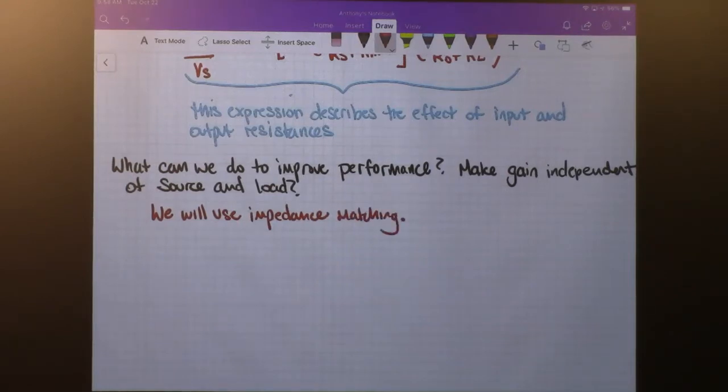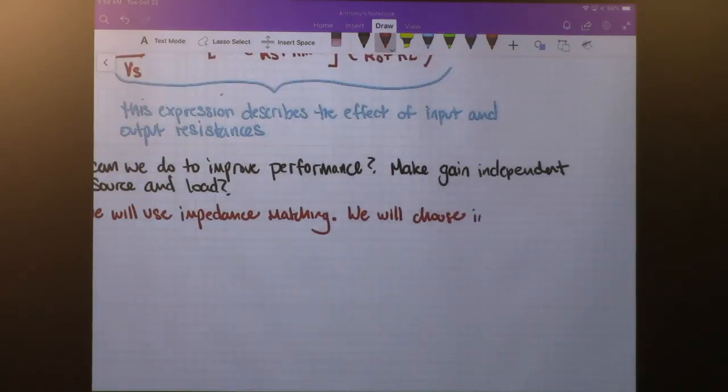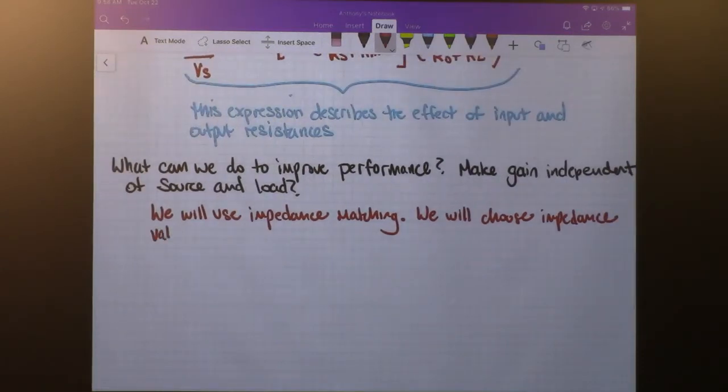In other words, we will choose values of the impedances, and depends on which ones we have control over. We will choose impedance values to fit our desired operation. I could go into a little bit more detail and give a more formal definition of impedance matching, but for the time being, this is good enough for our purposes.